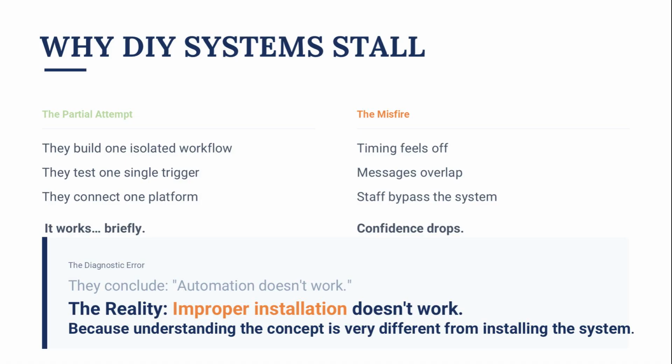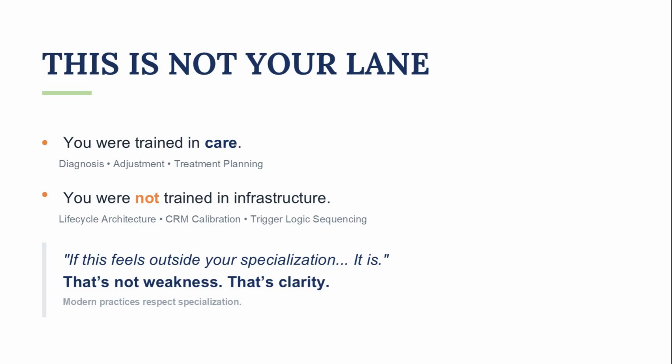And this is where something important becomes clear. At this point, many doctors notice something important: relief. Because this was never meant to be their lane. You were trained to diagnose, to treat, to improve patient outcomes. That's your expertise. That's where your focus belongs. But lifecycle architecture requires something different: structure, timing, system design around the patient journey. And most doctors were never trained in that, which is why this often feels outside your role. And that's not weakness, that's specialization. Because the issue is not the doctor, it's the absence of structure around the care.